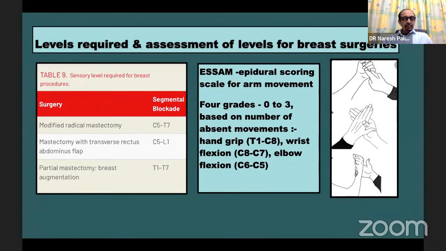For MRM, you need levels from C5 to T7. For mastectomy with transverse rectus abdominis flap, you need levels from C5 to L1. And for partial mastectomy or breast augmentation, just T1 to T7.